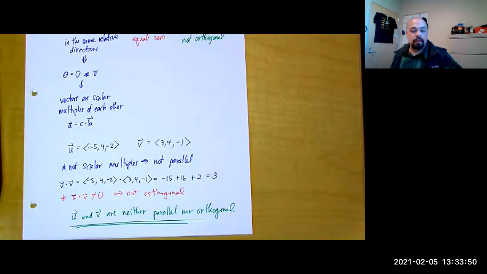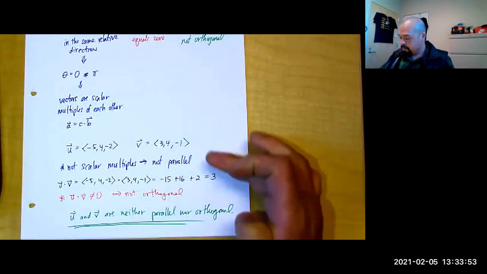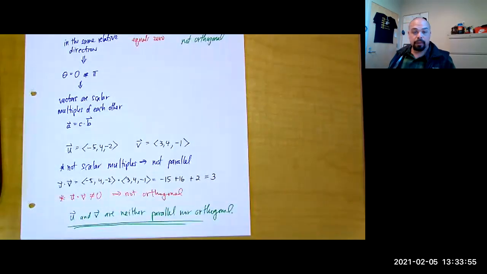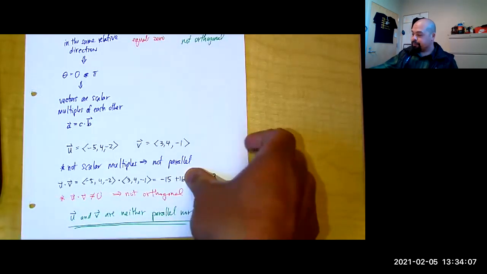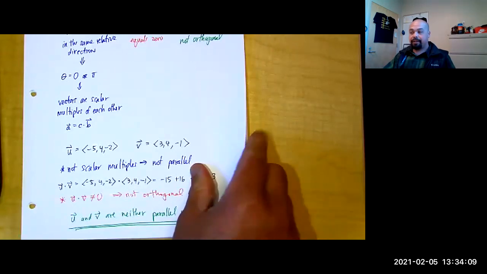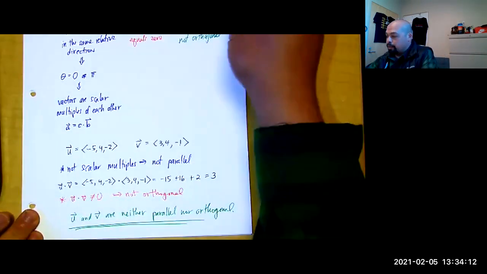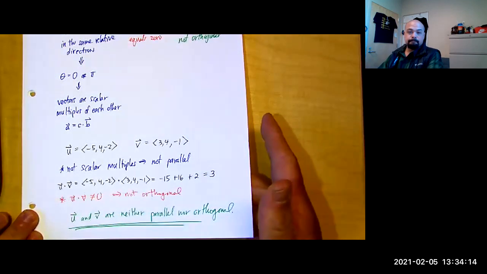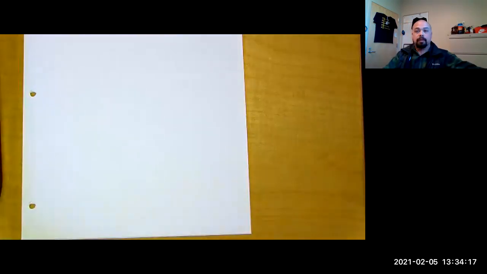Okay. So had we gotten one of those two statements to work, that they were scalar multiples, we're done, they're parallel. That dot product being 0 would have meant orthogonal. Done. But in this case, neither occurs, so those vectors are neither parallel nor orthogonal. All right. So with that said, let's check out one more application of that dot product.